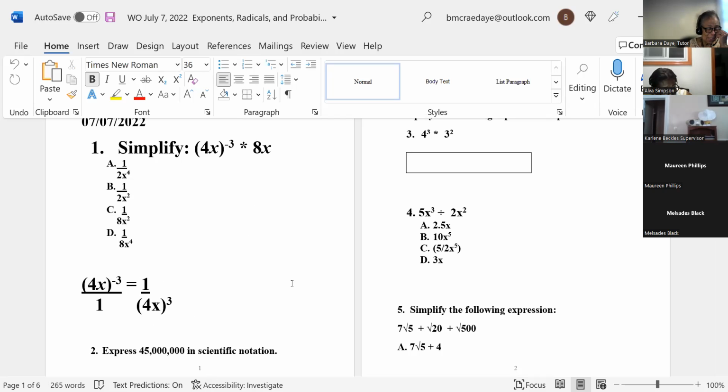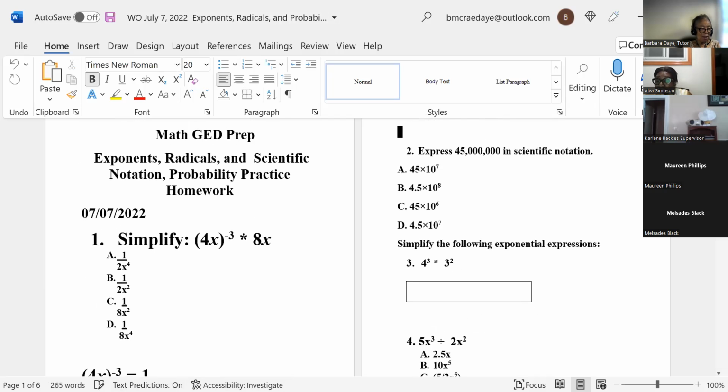Mercedes, is that clear? Yes, ma'am. Okay, so that 4x to the minus 3 becomes 1 over 4x to the third. So let's just put that here and multiply it by 8x. See if you can tell me now how you do it.